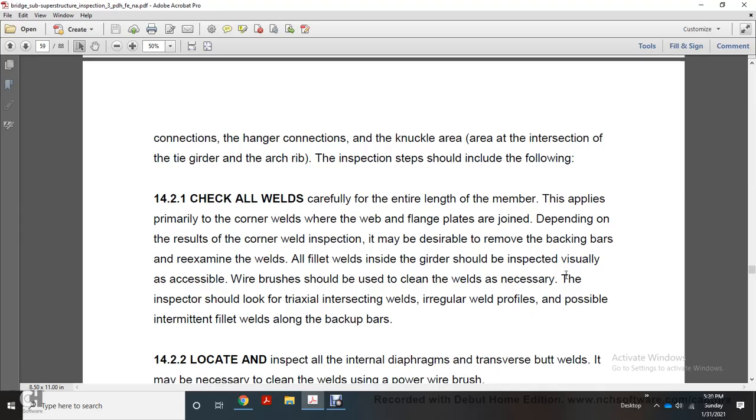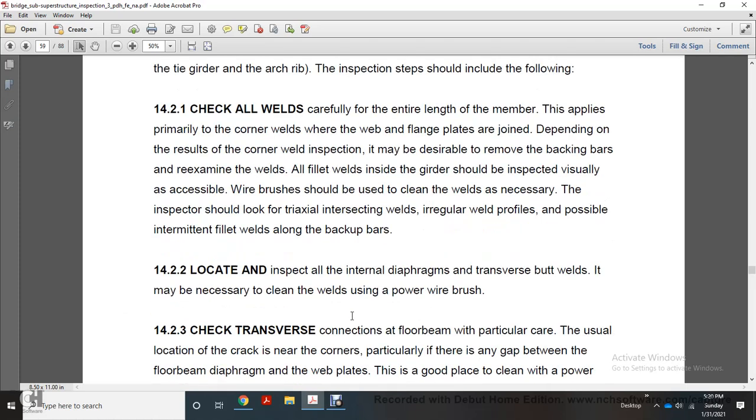A wire brush should be used to clean the welds as necessary, but the inspector should look at the triaxial intersecting welds, irregular weld profiles where possible, and intermittent field welds of the backup bar. Locate and inspect the internal diaphragm transverse butt welds; it must be necessary to clean the welds using the power wire brush.